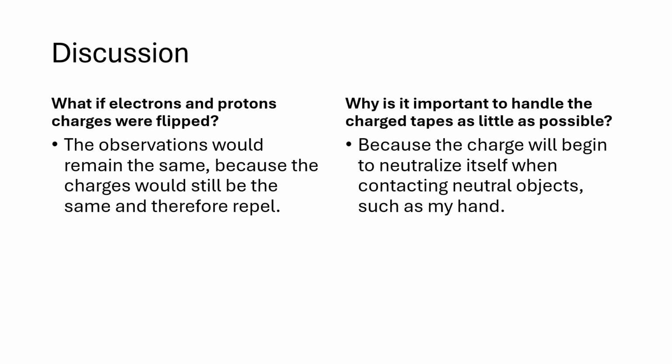And then two discussion questions for this lab. What if electrons and protons' charges were flipped? The observations we made in this lab would remain the same because the charges on the tapes would still be the same and therefore repel, because the electrons both repel each other. Even if those are both positive charges, they would still repel each other and the tapes would repel.